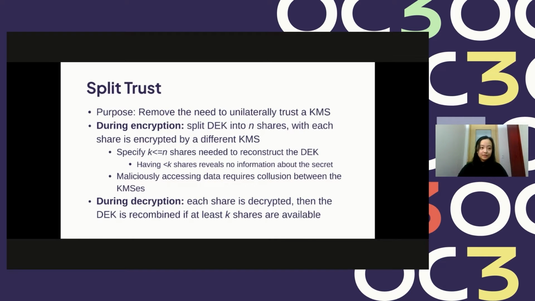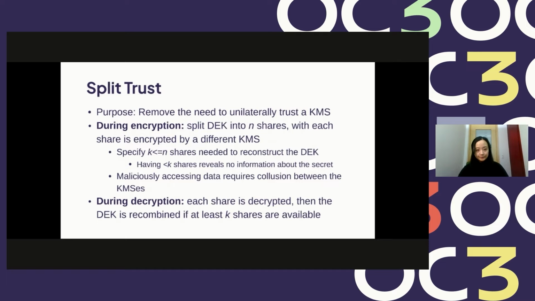So split trust first, and to reiterate, the purpose here is to avoid the need to trust a single KMS, and we achieve this using secret sharing. So during encryption, you can configure it so that the DEK is split into multiple shares, N, each of which is encrypted by a different KMS. So for example, you can have N equals 2, one encrypted by Google's Cloud KMS and one by an EKM. You also will specify a threshold K, and this represents the number of shares that are needed to reconstruct the DEK, and this can be less than or equal to N.